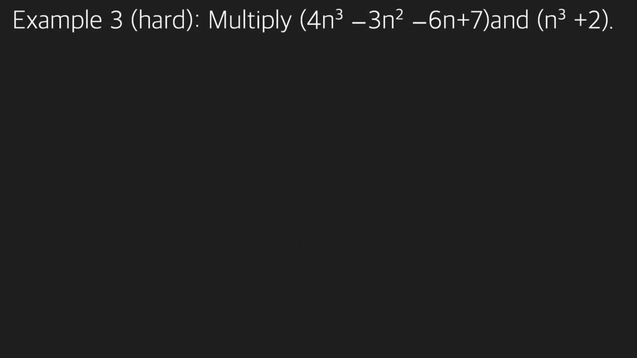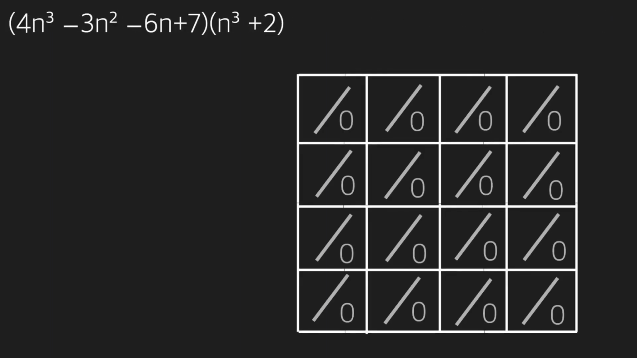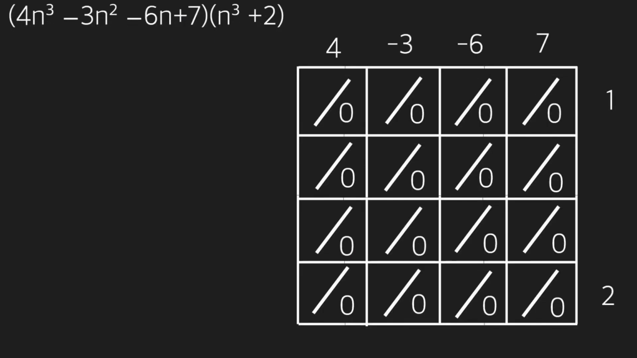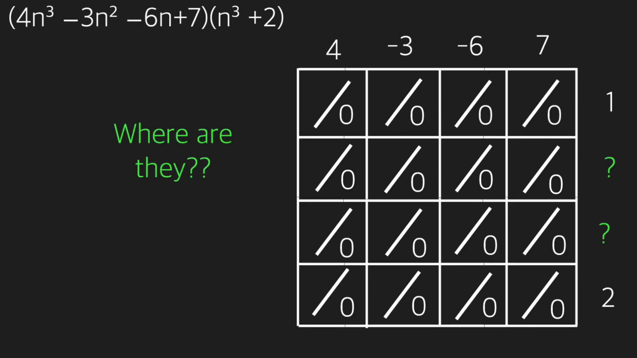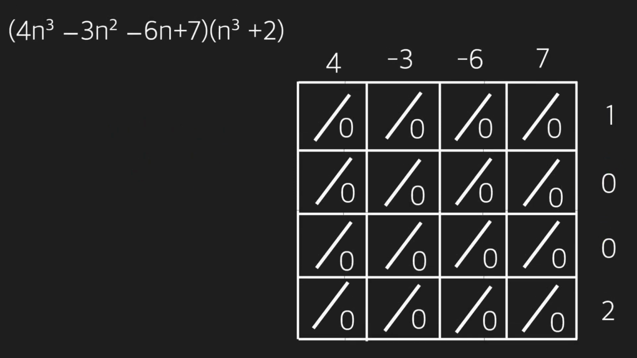Example 3. Multiply 4n cubed minus 3n squared plus 6n plus 7 and n cubed plus 2. Create the table by using the degrees and add diagonal lines and the zeros. Put the coefficients in the corresponding columns and rows, but as you can see, the second polynomial has missing terms. As no such term exists, just put a 0 in the corresponding column.